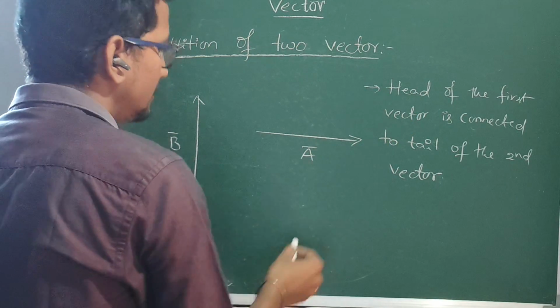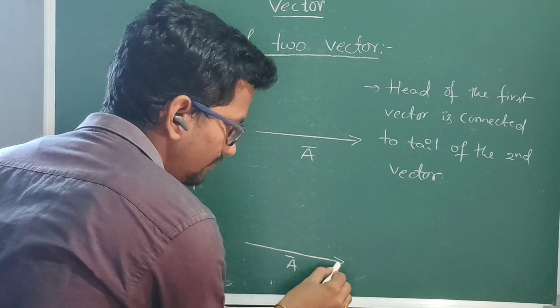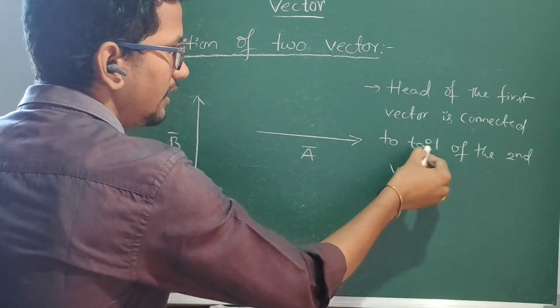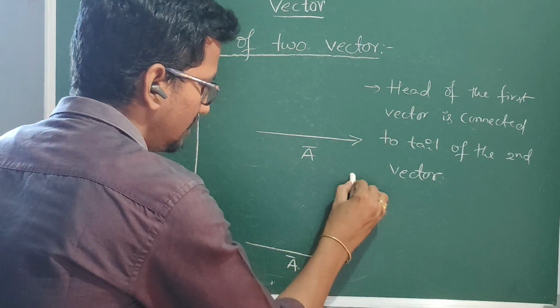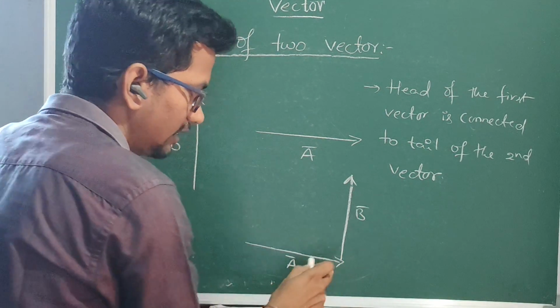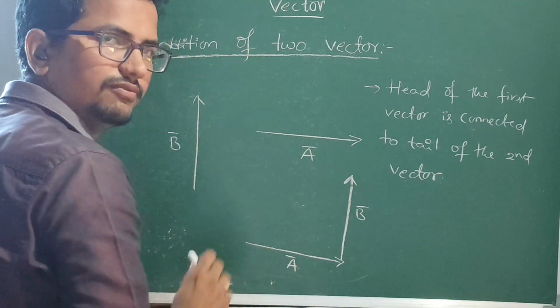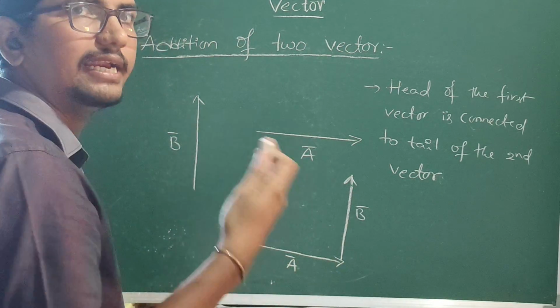That's very important. The first vector is A bar. The head of the first vector is connected to the tail of the second vector. What is the tail here? B vector. This is the B bar. Are you able to understand? The head of the first vector is connected to the tail of the second vector. What is the resultant vector? That is the adding vector.